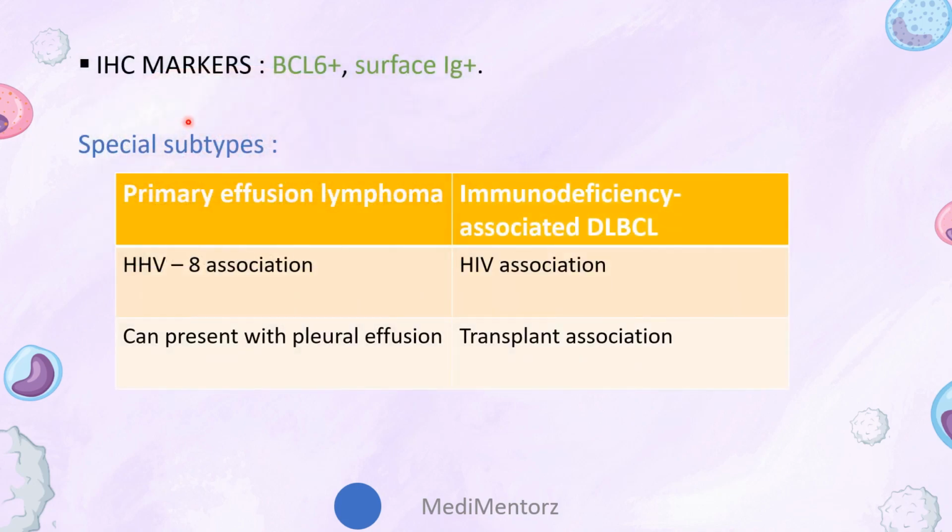Talking about the IHC markers, you should know that it's BCL6 positive and surface immunoglobulin positive. From the pathogenesis, we are clear that it's BCL6 positive. And remember that it's also surface immunoglobulin positive.